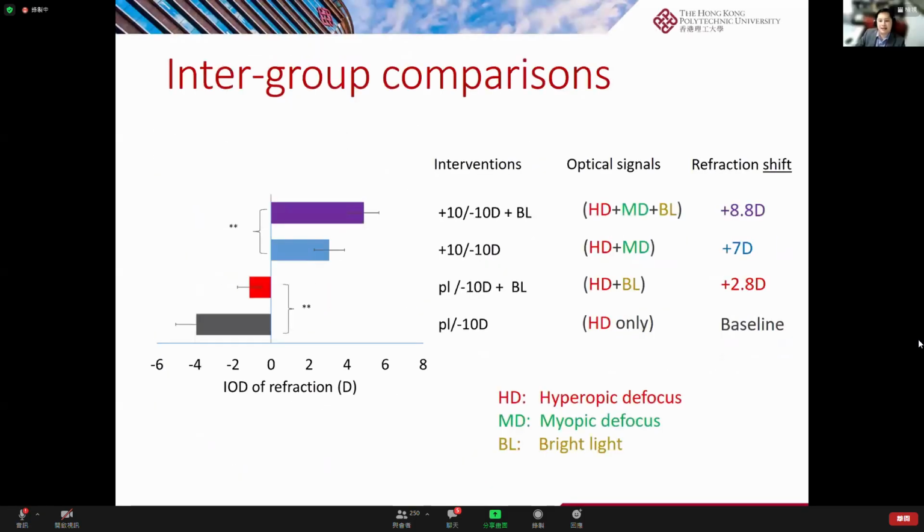By comparing the endpoints of different groups, we could analyze the effect of individual factors. First, when only hyperopic defocus was applied, the eye underwent a myopic shift of about 4 diopters. And we take that as a baseline. With the addition of bright light, the endpoint was 2.8 diopters more hyperopic. With the addition of a myopic defocus, the endpoint was 7 diopters more hyperopic. If all factors were present, the endpoint was 8.8 diopters more hyperopic than the baseline. So we can conclude that the effects of the myopic defocus and bright light were additive, although not synergistic.